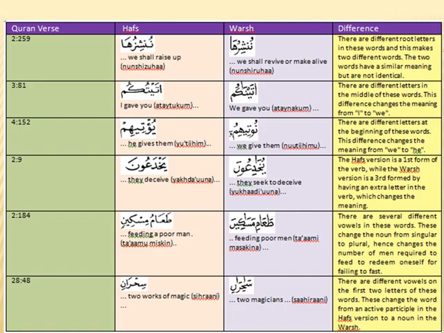Quran 28:48 in the Hafs, Siharani, two works of magic. In the Warsh, Sahirani, two magicians. There are different vowels on the first two letters of these words. This changes the word from an active participle in the Hafs version to a dual noun in the Warsh.